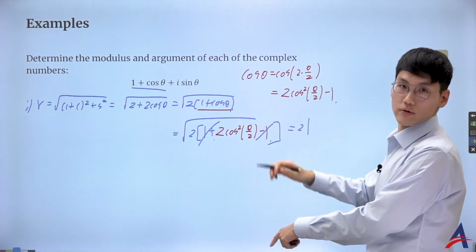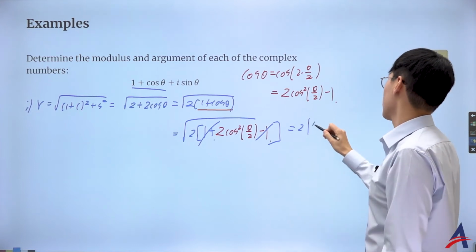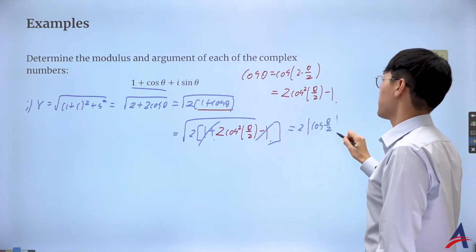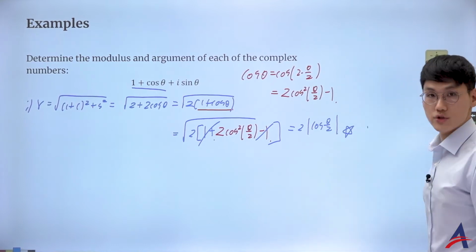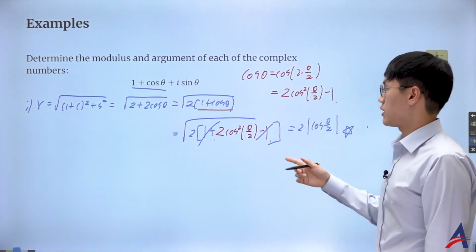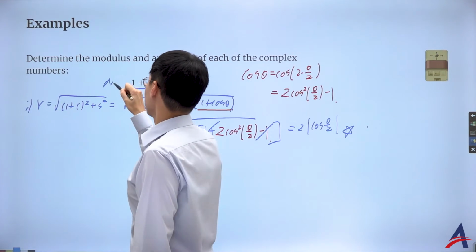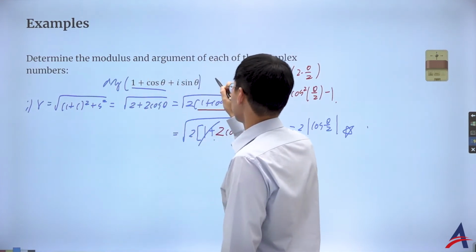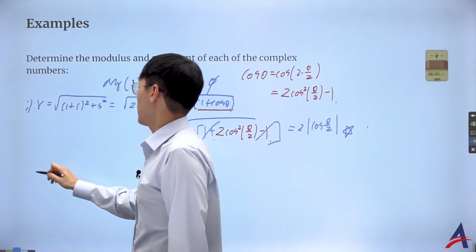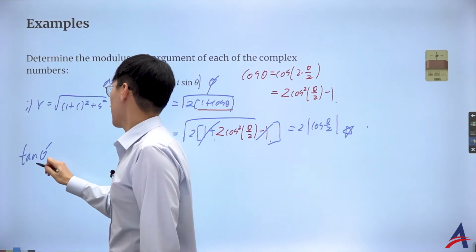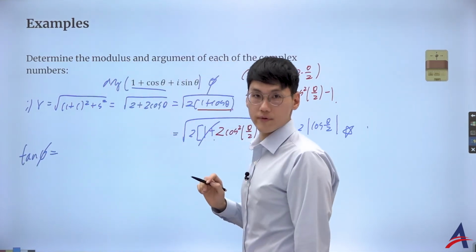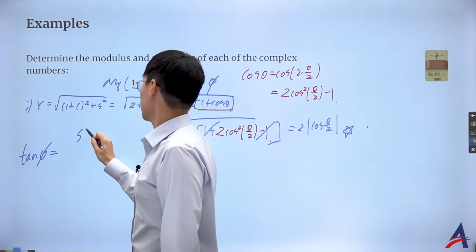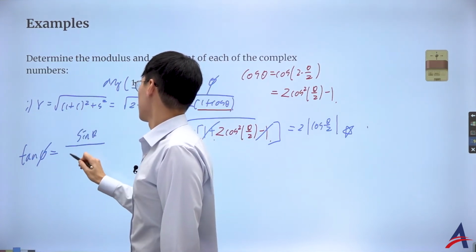Absolute value of square root of cosine square will be absolute value of cosine theta over 2. So that, my friend, is going to be your modulus. And how do I find the argument? If I let the argument of this complex number be, let's say, phi, then I know tangent phi has to be the imaginary part over the real part. So it's going to be sine theta over 1 plus cosine theta.